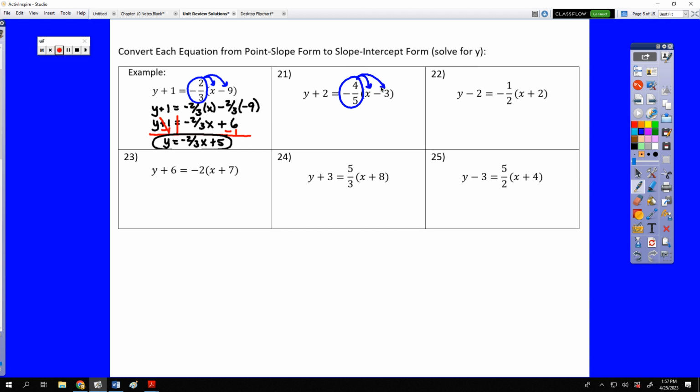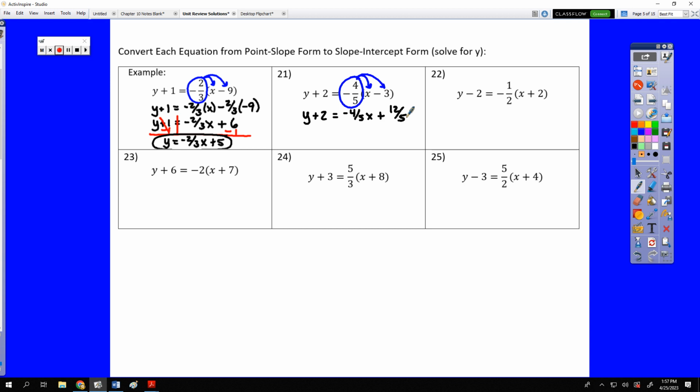Now I will admit on 21 and 24, I did not do a stellar job of picking good numbers. That will not happen on the actual test. That would be y plus 2 equals negative 4/5 x plus 12/5. 4/5 times 3, negative times a negative is a positive. 4 times 3 is 12, and then we need to divide by 5.